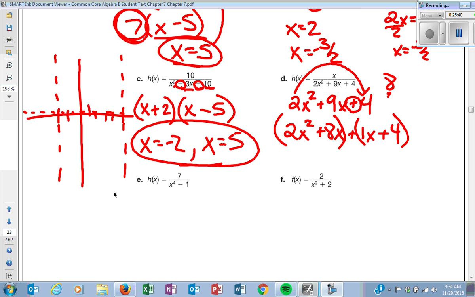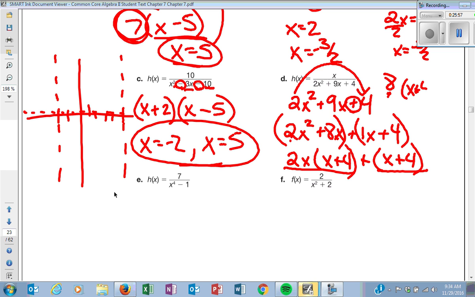What do these guys have in common? They have a 2 and an x. I factor out a 2x. I'm left with x plus 4. Well, that's great, because back here I already have an x plus 4. What does this have in common with this? An x plus 4. So I factor out an x plus 4. What am I left with from the first part? A 2x. What am I left with back here? Plus 1.